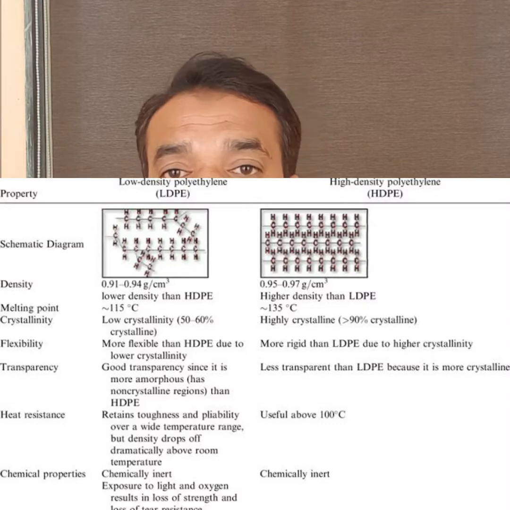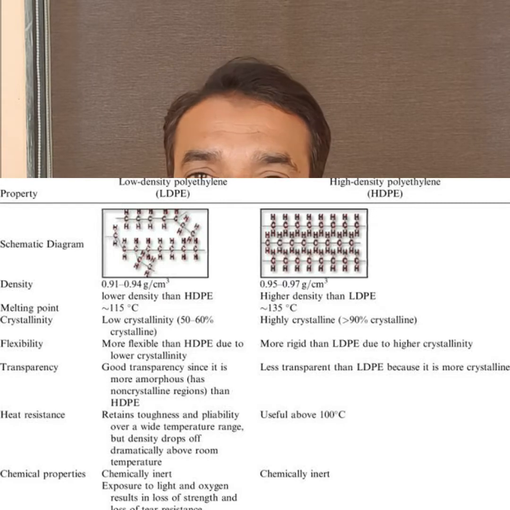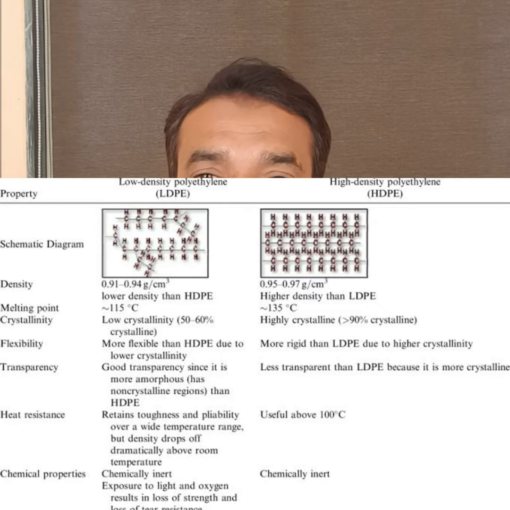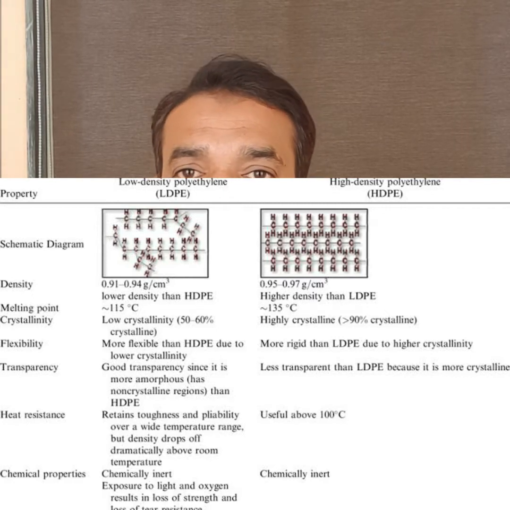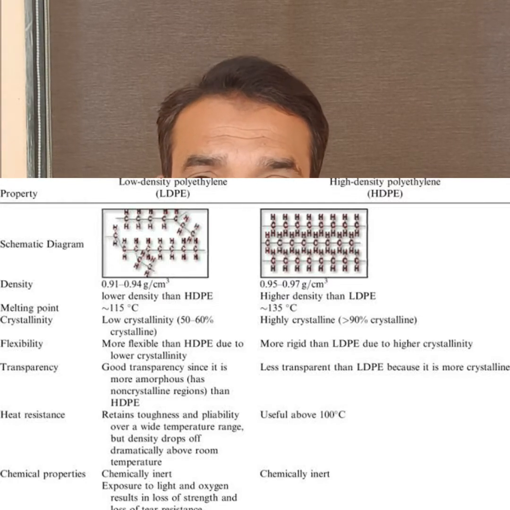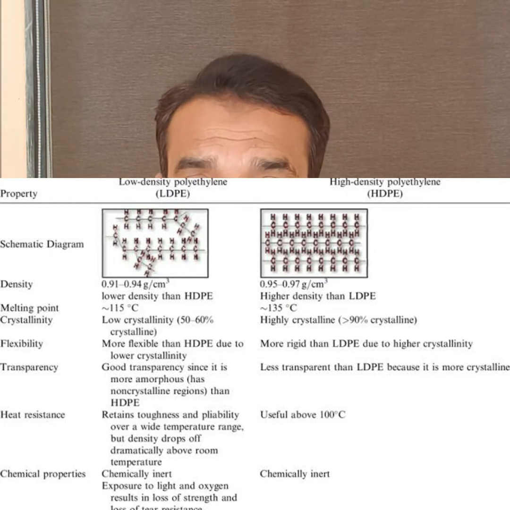As we had learned the preparation of HDPE and LDPE in the previous lecture, LDPE has more branching while HDPE has less branching. LDPE is nonlinear and low density, while HDPE is high density and most linear as compared to LDPE. The density of LDPE is 0.91 gram per cm cube, while high density has 0.95 to 0.97 gram per cm cube.